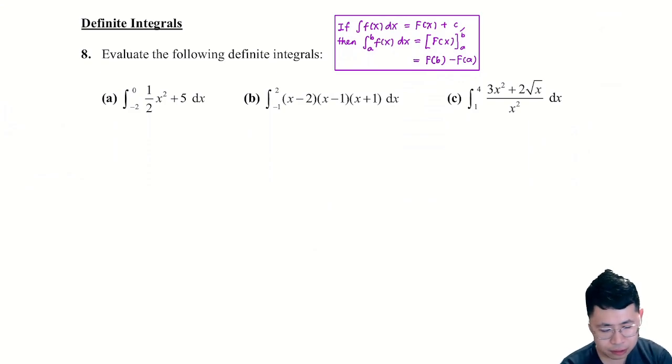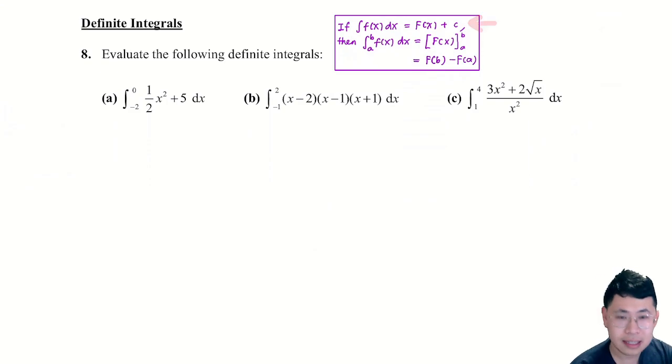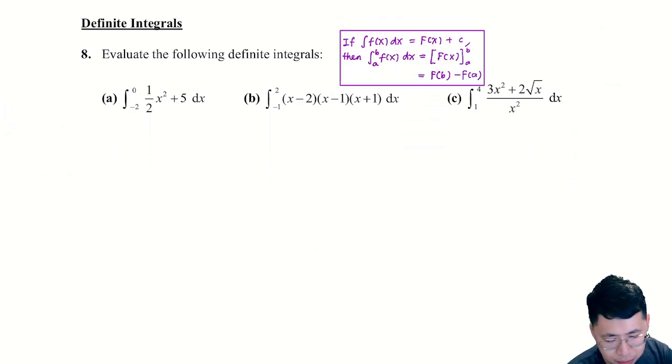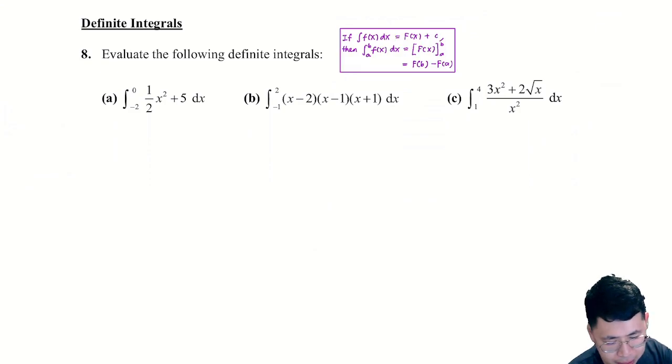Now if you notice, the idea of definite integral is like this. If we integrate f(x), the definite integral is the integral with limits from a to b. This means that when we integrate from this to this, we sub in b first and then sub in a into the expression. So we take the value after subbing in b, minus the value after subbing in a. This is what we're going to do.